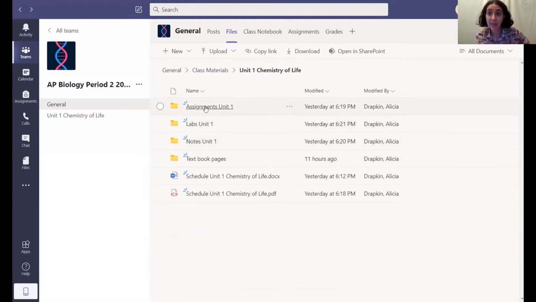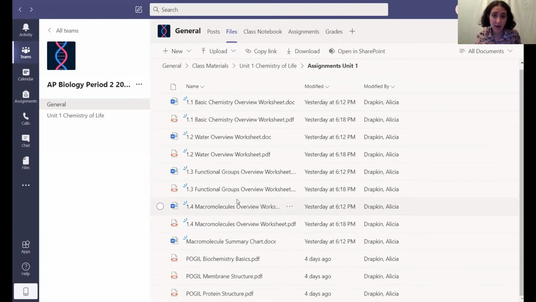Let's look at assignments. There is a membrane structure POGL, so that could be very cool.